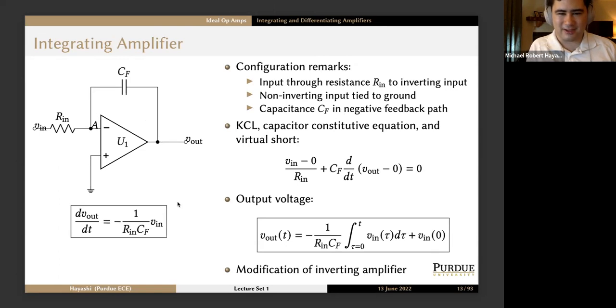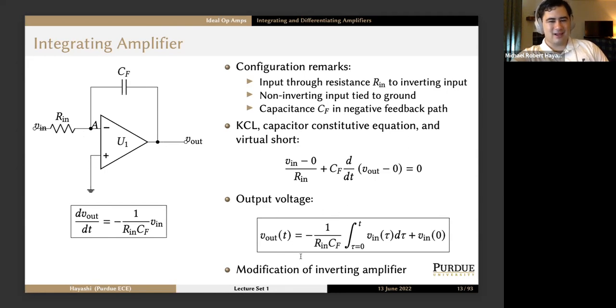And then if we remember the capacitor constitutive equation, for a capacitor we have that the current through a capacitor, IC, is equal to C times the derivative with respect to time of the voltage across the capacitor. So we're going to get for KCL Vn minus 0, because VA is equal to 0 by virtual short, over Rn, plus the current going through the capacitor, which is CF times the derivative with respect to time of V out minus 0 equals 0.